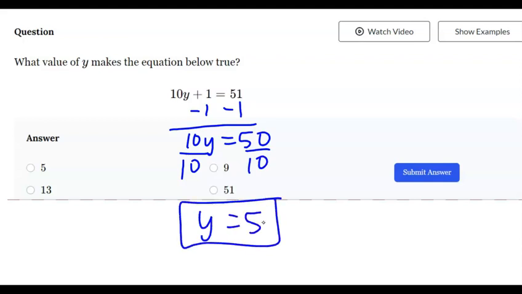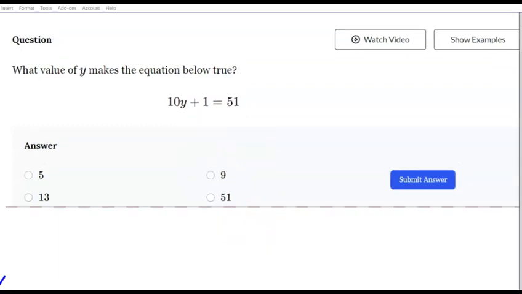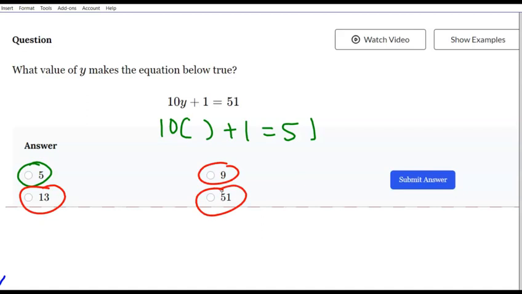That's one. Another option would be to substitute each of these values into the place of y. So you erase and replace the letter y, and you substitute it in with each of these values to see which one would equal 51. So if we substitute in a 5 here, we would get 10 times 5 plus 1, and that does indeed equal 51.